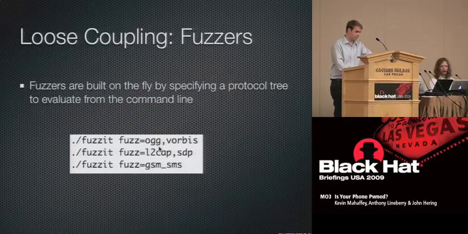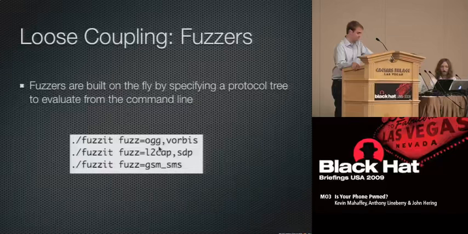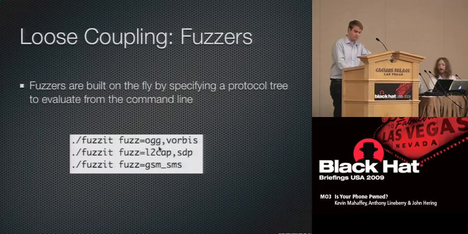And so this is what a fuzzer would look like from the command line. One of the cool things we wanted to do is make it so that fuzzers can be built on the fly. You say, here's a host, I want to attack these protocols, and everything happens. You can see right now we have OGG, L2CAP, GSM, SMS. Anyone can add a protocol into the global registry, and the idea is that the protocols know how to stack together, and so everything will be just peachy.